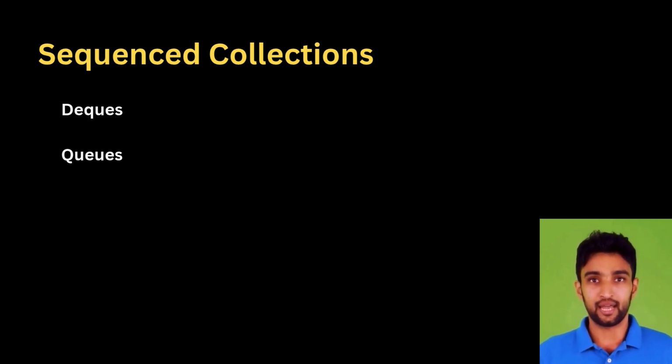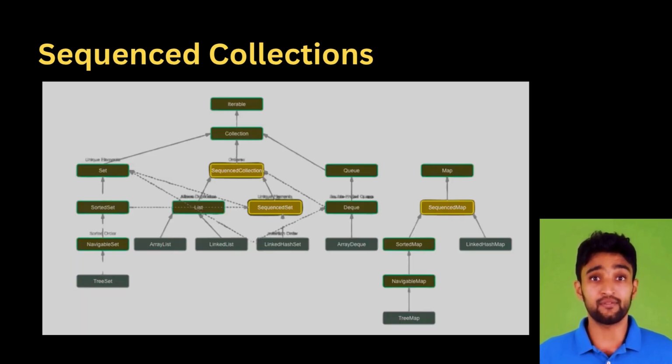Let's also quickly recap where this all fits in the collection hierarchy. So you have collection at the top, extended by sequenced collection. Both list and deque implement sequenced collection. Linked hash set implements SequencedSet, and linked hash map implements SequencedMap. These interfaces make it easier to work with ordered collections across the board.